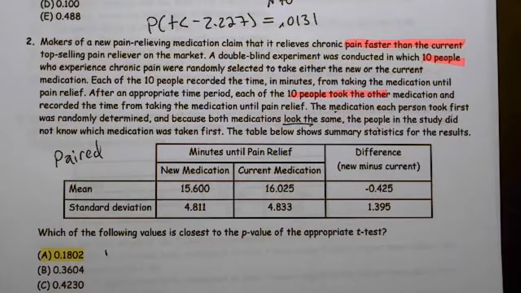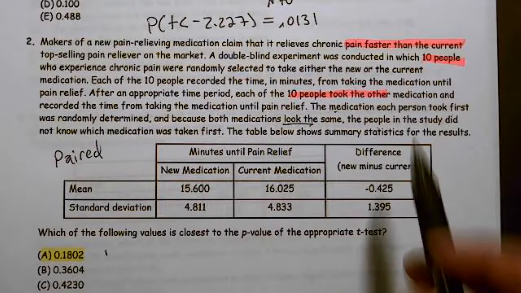Now, once again, I'm going to say, here's what they said. They basically said they took it twice. All right. They were randomly assigned to take one first. They don't know which one they took first, but they're randomly assigned to take one. And then after a certain amount of time, they took the other.